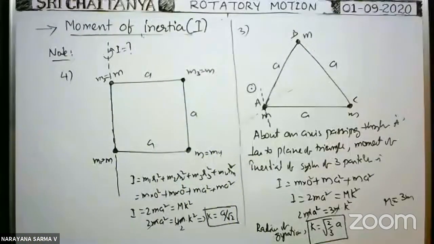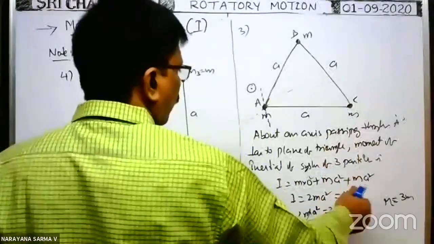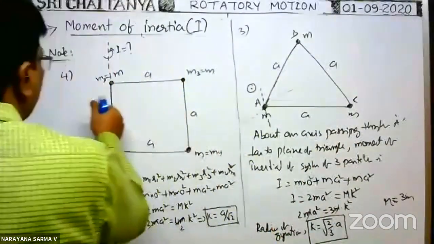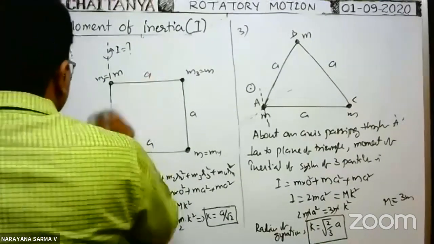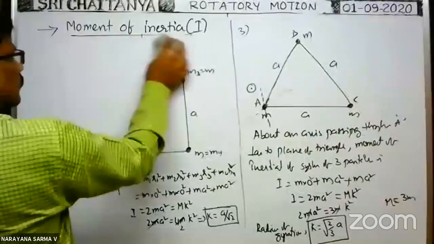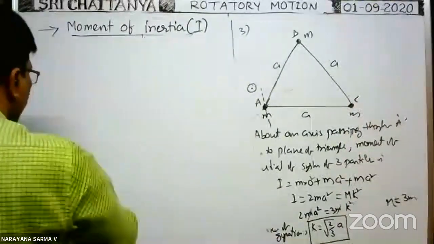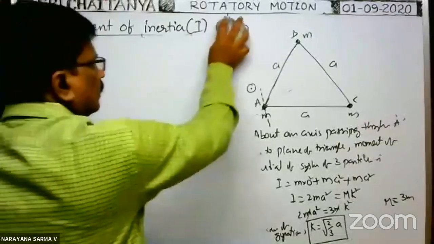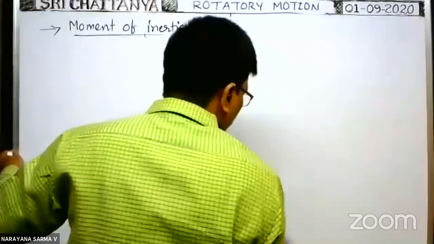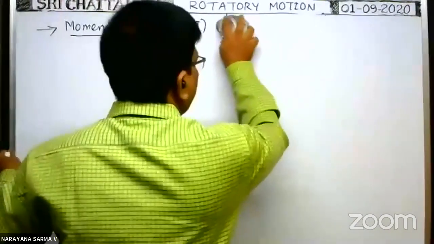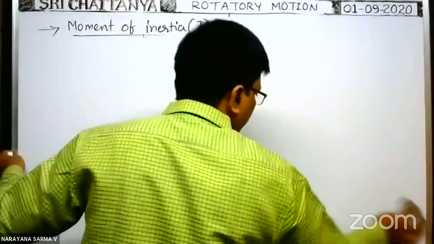Okay, now in case of some extended objects like rod, disc, etc., how can we find the moment of inertia? Before going to discuss the different cases, we have to know the parallel axis theorem and perpendicular axis theorem. First of all, the parallel axis theorem and perpendicular axis theorem.